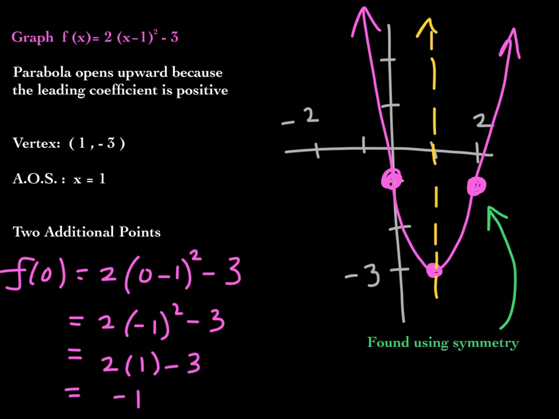So that's the idea, folks, and that is the beauty of having this quadratic function written in this form. You can quickly see what the vertex is, and you can see what the AOS is, and it doesn't take that long to get the graph of the parabola. Let's do another one.